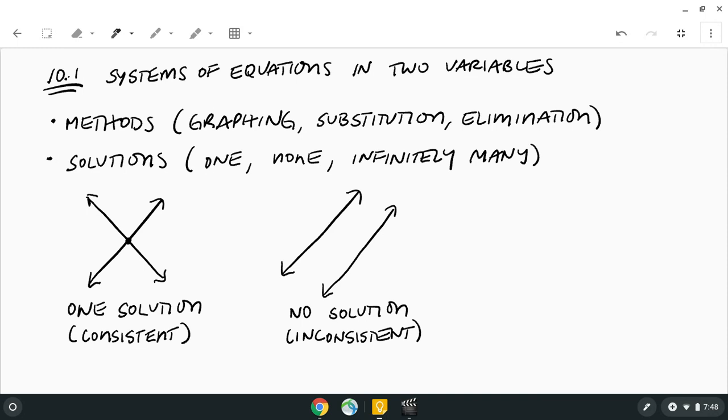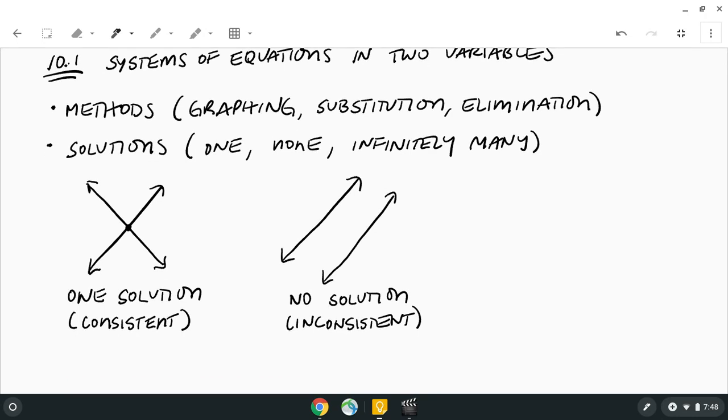Okay, and we'll come back to this because here we're looking at what it looks like if you have no solution graphically. And when we start looking at these other methods, substitution and elimination, for solving, then the question is, okay, well, when I'm using algebraic methods, how can I tell if I have no solution or infinitely many solutions.